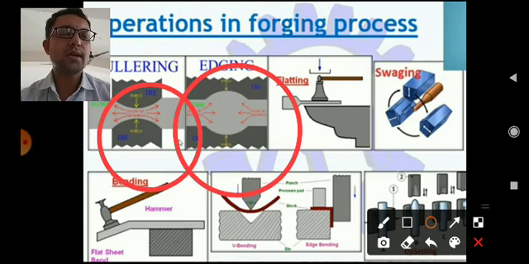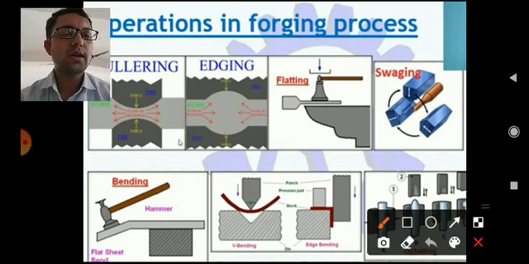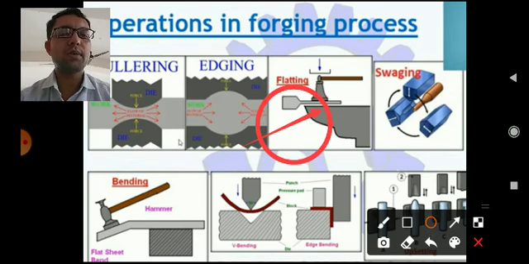It is also possible when we apply forces not from the top and bottom, but from the left side and right side. So if we apply forces in edging, then we also get some required shape. Also, if we see flattening, whenever we apply some force to flatten some components, see here there is this type of shape, and if we apply force with the help of a punch on the flat sheet, then we will get the flat shape.